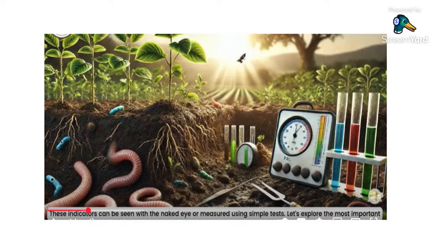Some soil health indicators can be seen with the naked eye, such as soil cover, soil texture, crusting or compaction, gravel particles, and earthworm activity.